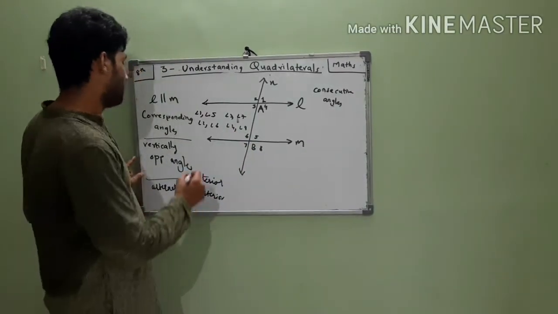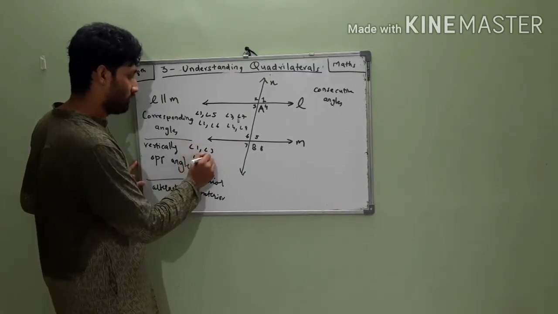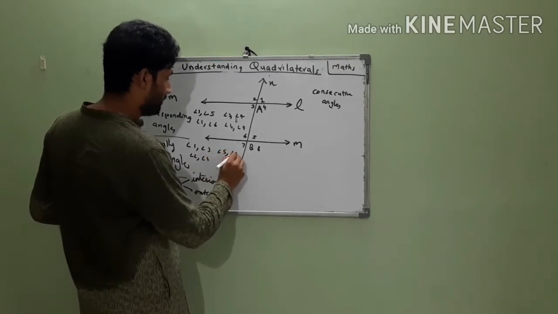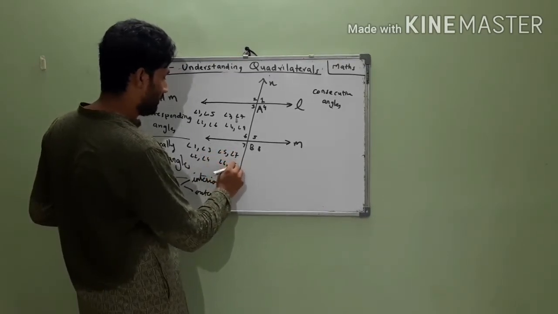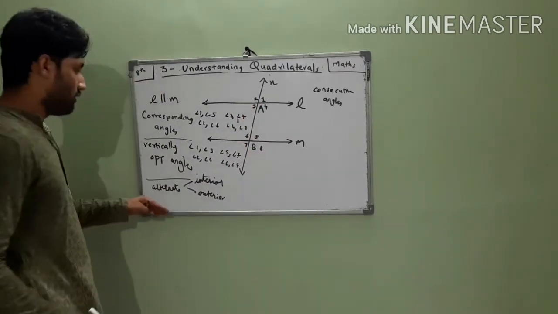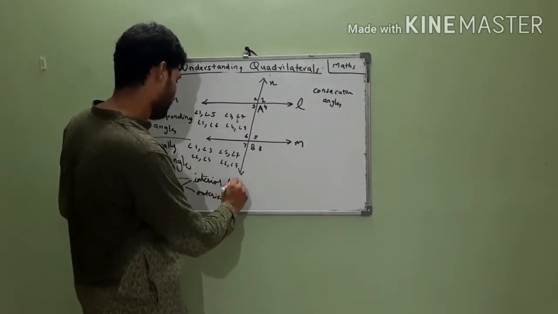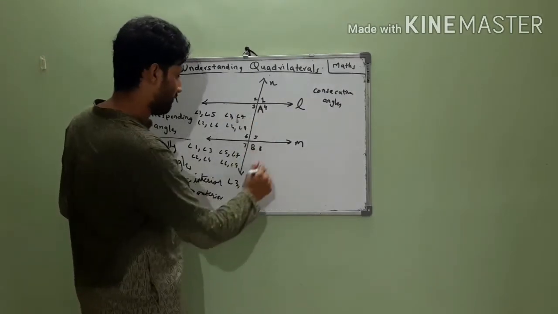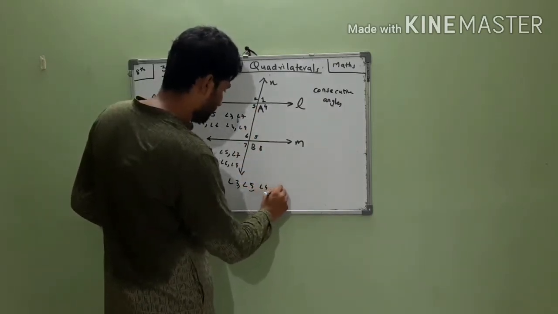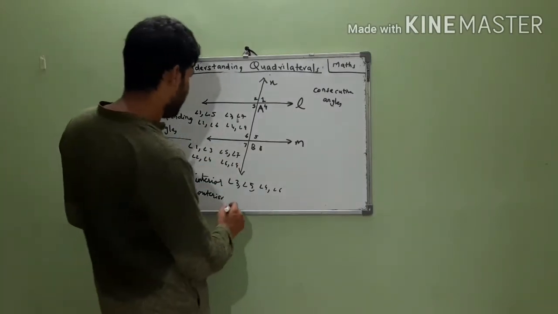Vertically opposite angles, angle 1, angle 3, angle 2, angle 4, angle 5, angle 7, angle 6, angle 8. Vertically opposite angles. Alternate interior angles, angle 3, angle 5, angle 4, angle 6. And exterior will be angle 2 and angle 7.